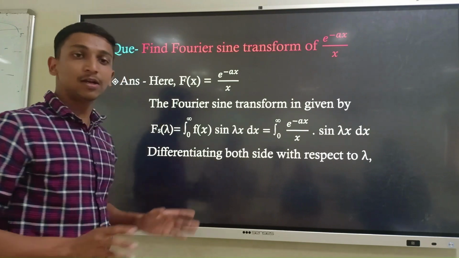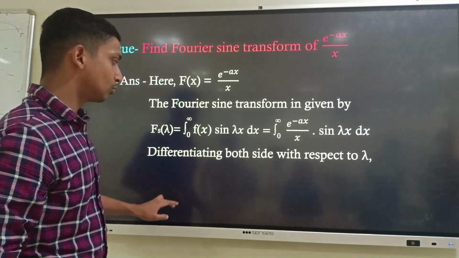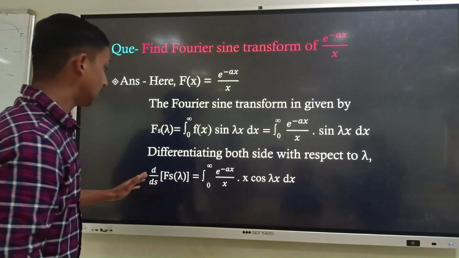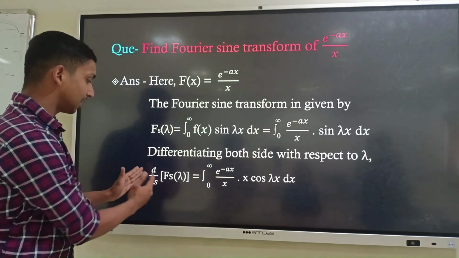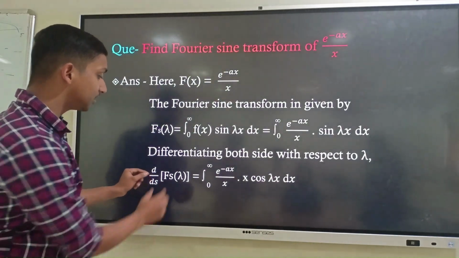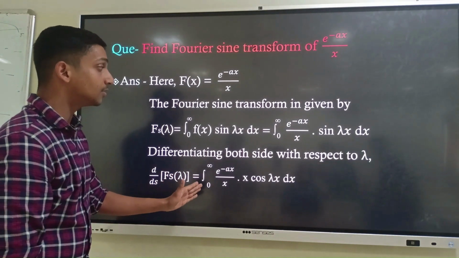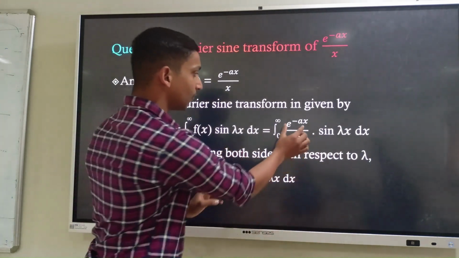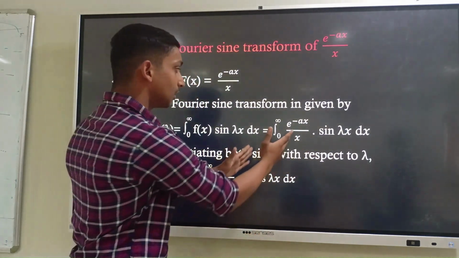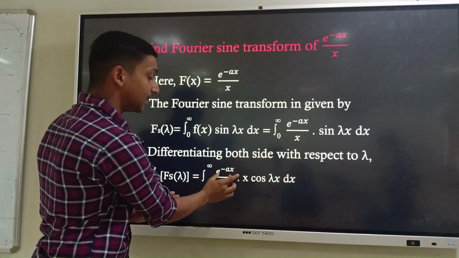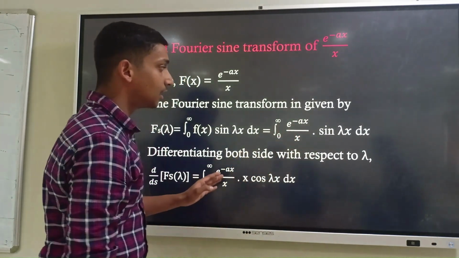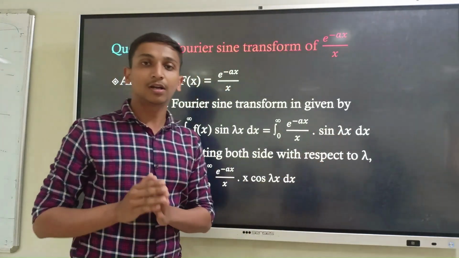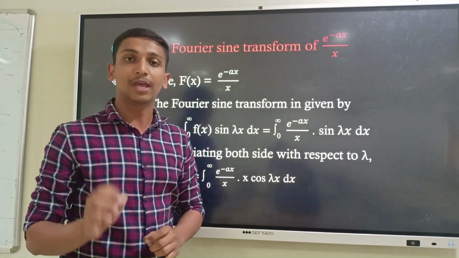Now we differentiate both sides with respect to lambda. Therefore, d by d lambda of F s of lambda is equal to the integral of the differentiated function. We know that the function of x is a constant with respect to lambda, so we keep it as it is, and we differentiate sine lambda x. We know that the derivative of sine lambda x is x cos lambda x.